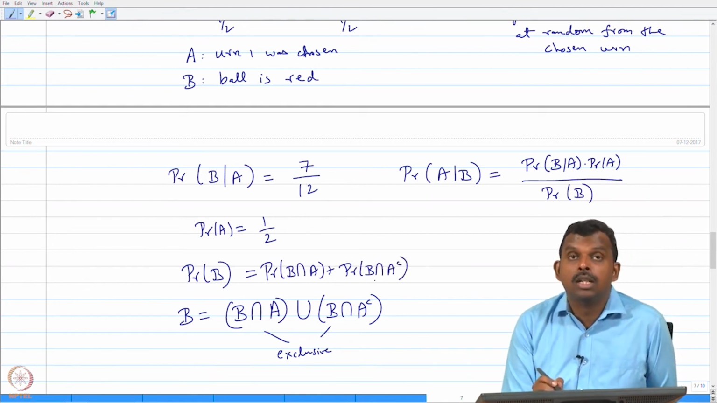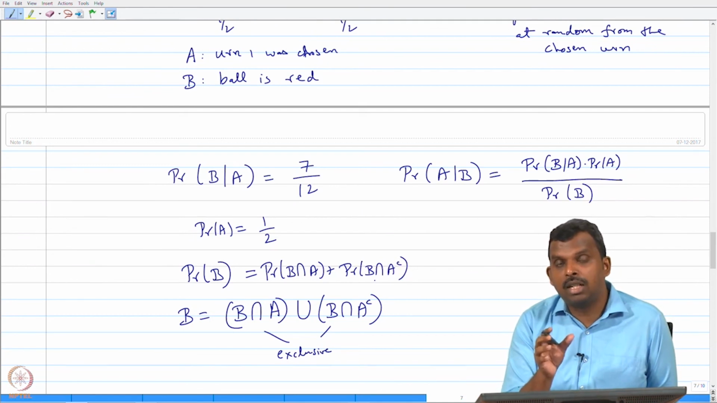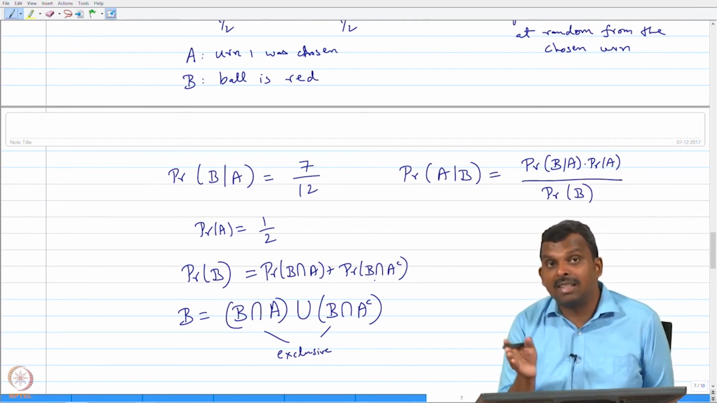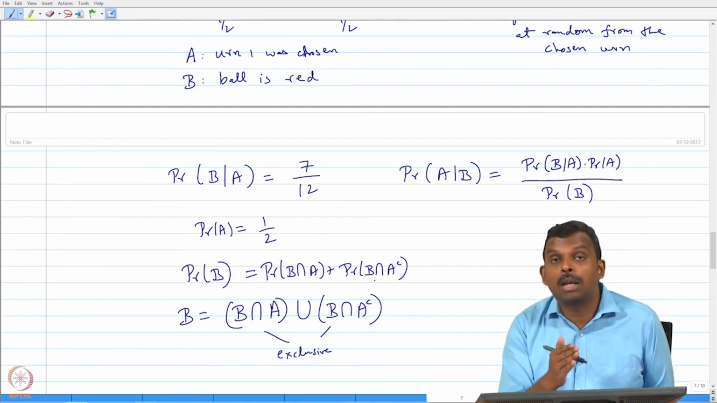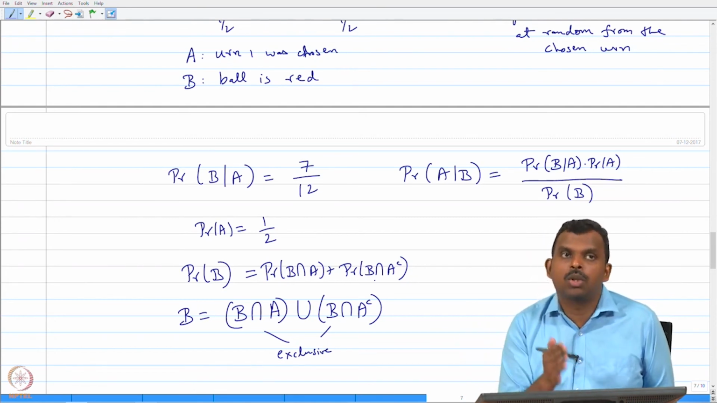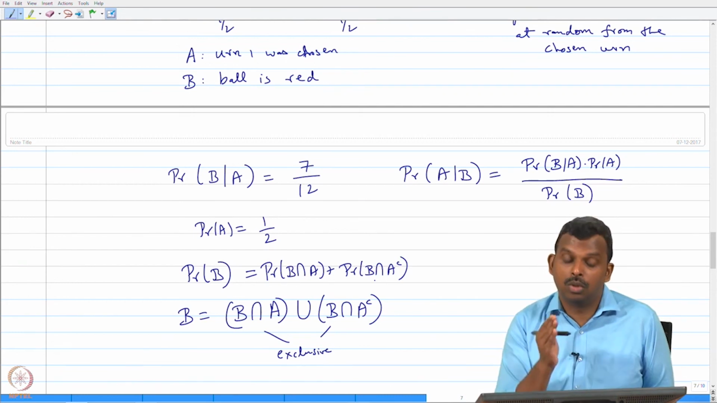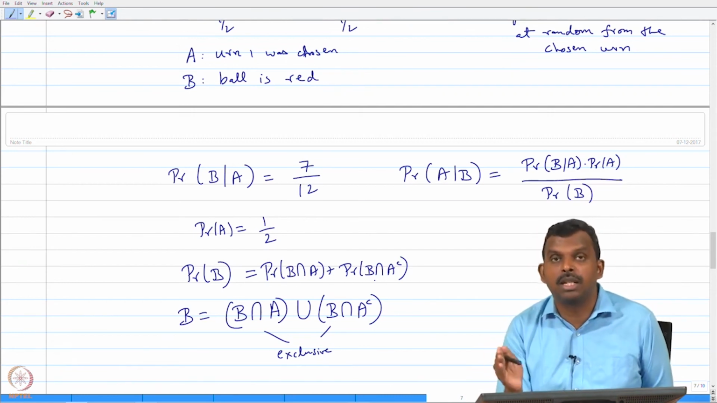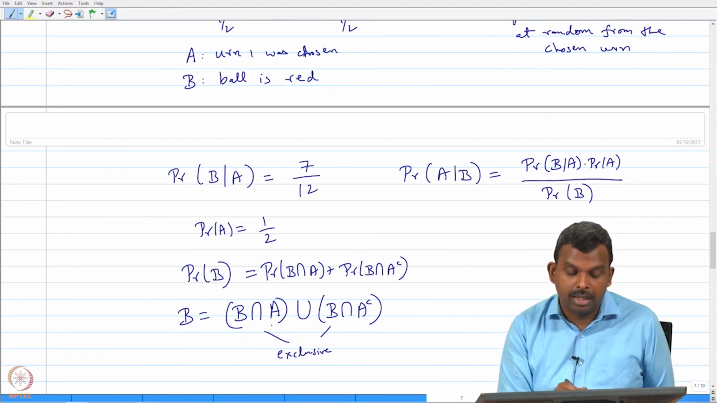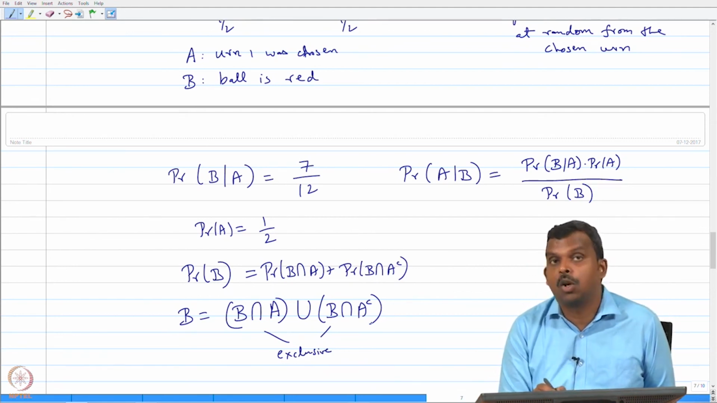You break down the event B, which is what happens after the second step, into different possibilities depending on what happens in the first step. In the first step you could have chosen urn 1 or you could have chosen urn 2. B is something that happened in the second step. So you split it into multiple possibilities based on what happened in the first step. That is how I write B as B intersect A union B intersect A complement.